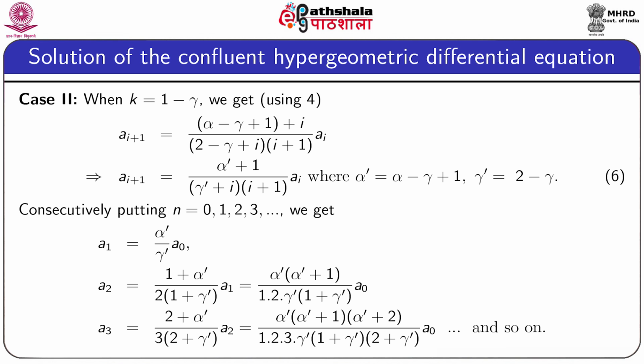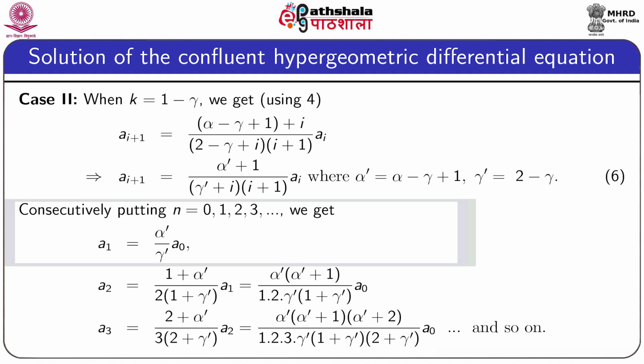Next, we put k equal to 1 minus gamma, and using equation 4 we get a(n plus 1) is equal to alpha minus gamma plus 1 plus n divided by 2 minus gamma plus n into n plus 1 a(n), which can be written as a(n plus 1) is equal to alpha dash plus n divided by gamma dash plus n into n plus 1 a(n), where alpha dash is equal to alpha minus gamma plus 1, gamma dash is equal to 2 minus gamma.